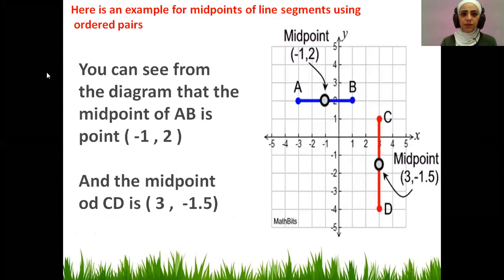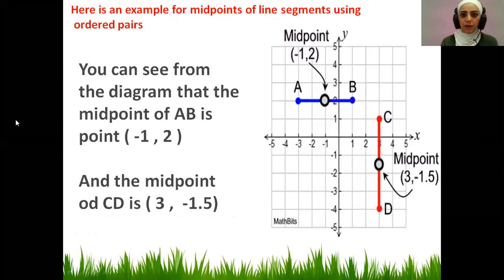So now this is an example for two lines. There's line AB and line CD. We're going to learn how to find the midpoint of them. If you want to see the coordinates of point A, it's -3, 2. And point B is 1, 2. So the midpoint, sometimes we can find the midpoint directly from the graph.